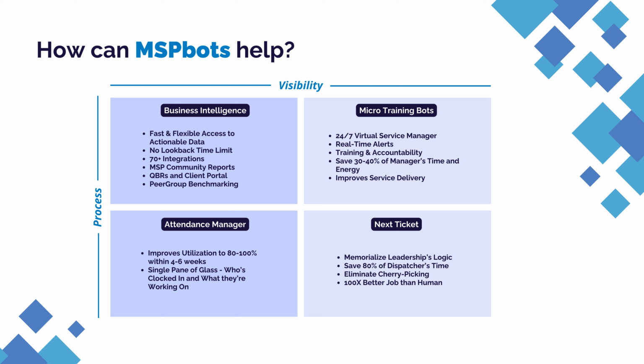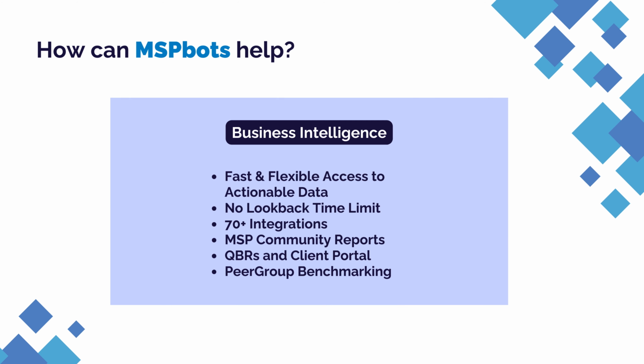So a couple of ways that we do that. You see here the four different areas that we focus on. Each one of these is dedicated to solving a problem within your organization's process. First thing that we focus on is our business intelligence.